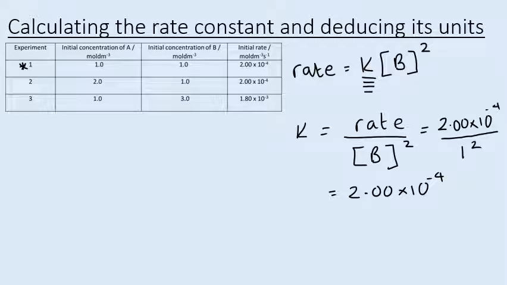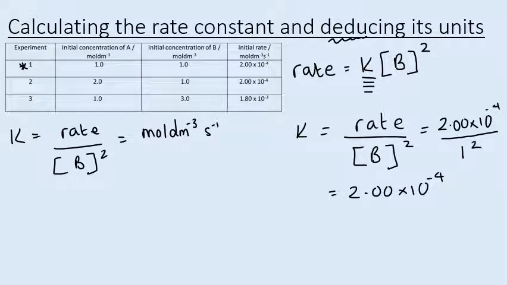Now I need to deduce the units, and this is normally the scary part for a lot of people that aren't comfortable with the maths or with units. Now I'm going to use the same formula. k is equal to rate divided by the concentration of B squared, and I'm going to put the units in. Now the units for rate is moles per decimeter cubed per second. And the concentration of B is moles per decimeter cubed, but that's squared.